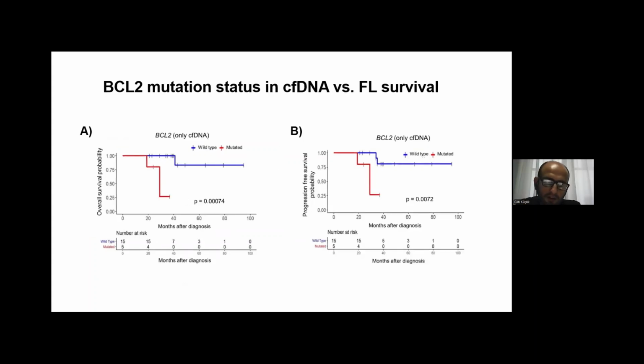And importantly, what we want to check next is, let's suppose that we don't have any information about the mutations in the tumor tissue DNA. If we only know the mutation status in the cfDNA, can we still have prognostic information or not? In fact, we get an even better result with this survival analysis. If we only check the BCL2 mutation status in the cfDNA and dichotomize the patients, then we observed that the mutated patients have inferior survival. Both overall survival probability and progression-free survival probability were significantly lower.